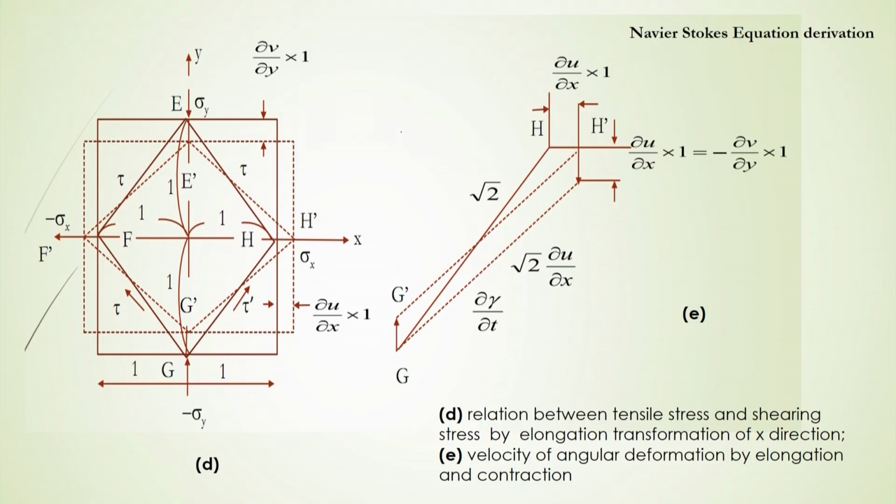Now, if we see this diagram here, it is very interesting that there will be some elongation deformation in this x direction whenever you are stressing this fluid element in the x direction or y direction. If you stress in the x direction, there will be a contraction in the y direction, whereas the elongation will be in the x direction. Again, if you stress the y direction, there is a contraction in the x direction and elongation in the y direction. That elongation will be represented by this ∂γ/∂t, and the dotted line shows the position after elongation.